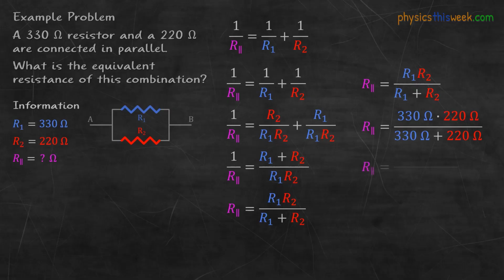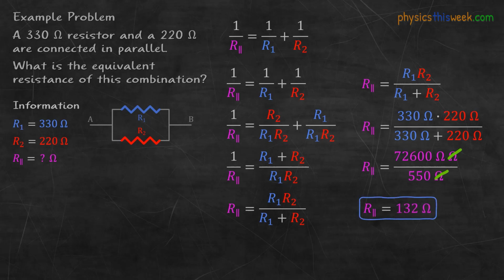Calculating the numerator, we find 72,600 ohms times ohms. Calculating the denominator, we find 550 ohms. Notice that one of the ohms in the numerator cancels out the ohms on the bottom. The fact that this leaves us with units of ohms is a good sign that we have done our algebra correctly. Dividing the two numbers, we arrive at an equivalent resistance of 132 ohms. I like to circle my final result. Since my final answer only had 3 digits, I didn't need to round to fix for significant digits.